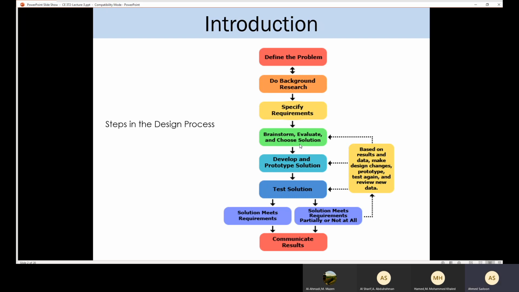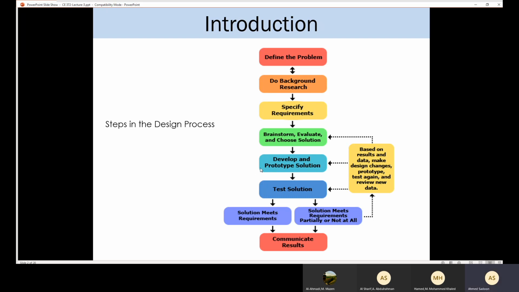Then how am I going to choose the best solution? The best solution is going to meet more requirements than the other solutions. In the brainstorm step, we generate many solutions. Then the best solution is going to meet more requirements than the other solutions. Then after I identify the best solution, I need to develop the solution, which means that I'm going to enhance the performance of my solution. And also I'm going to make a model or prototype.